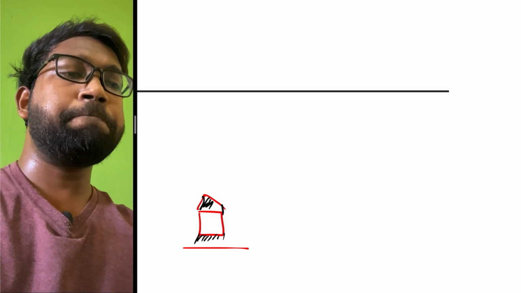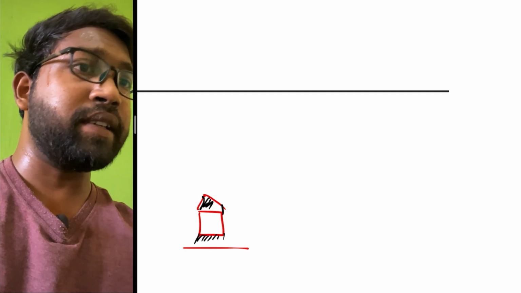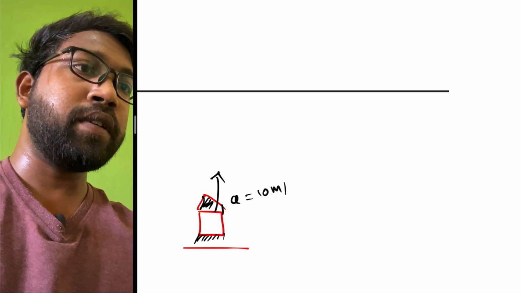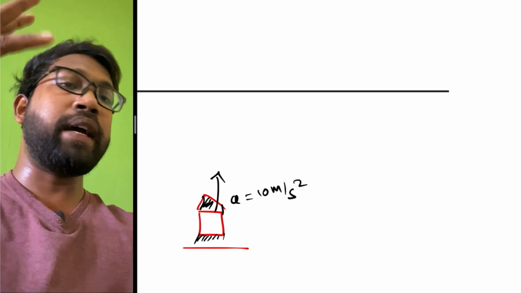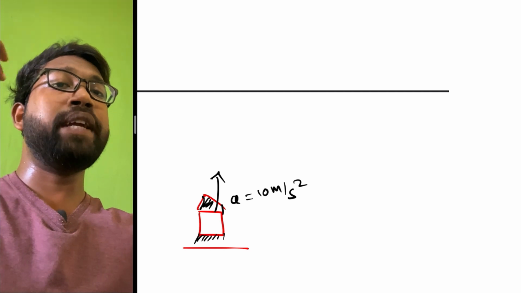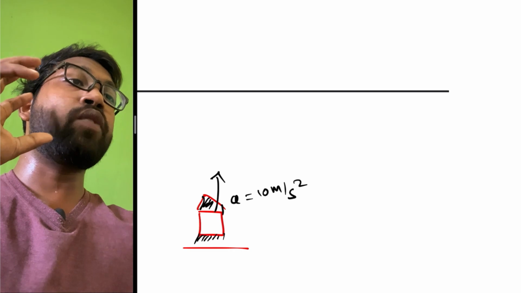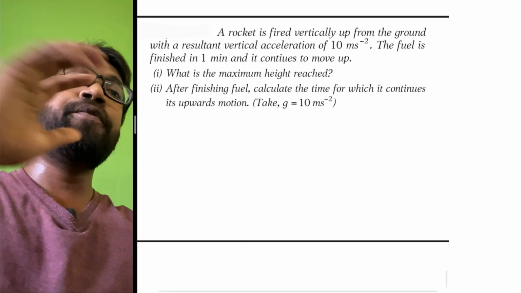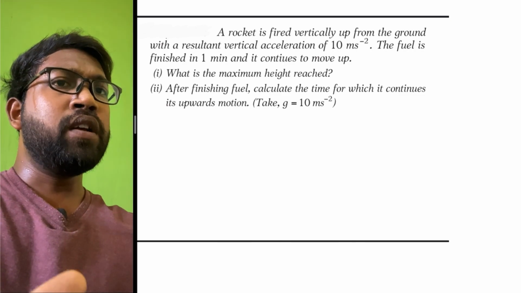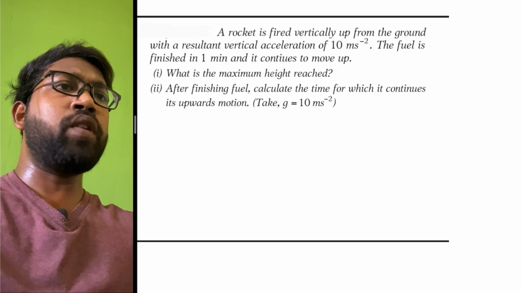With some initial acceleration, the resultant acceleration given in the question is a equals 10 meter per second square. So this is our resultant acceleration. If we are launching a rocket with some acceleration, its velocity keeps changing at each moment of time. The question clearly tells us that the fuel lasts only 1 minute. After 1 minute the fuel gets over, which means the rocket will no longer accelerate.